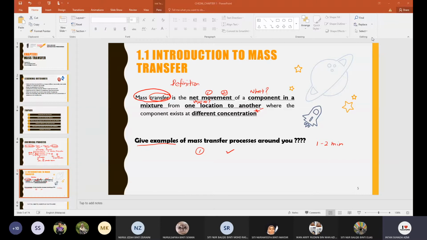Okay. Next person is Syakir Naufal. Yes, madam. I found the purification of blood in kidneys and liver. I don't know, madam. It's okay because you have first time learning. Thank you for your try, Syakir. Okay, next.